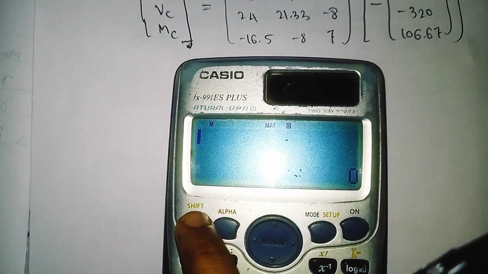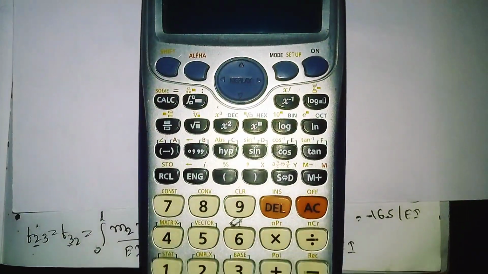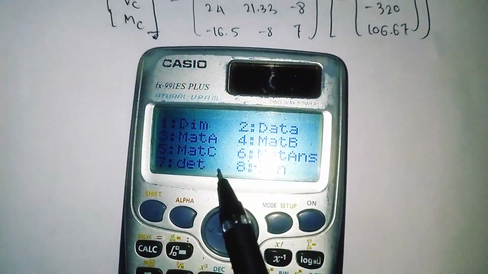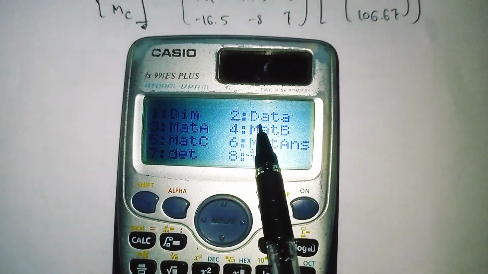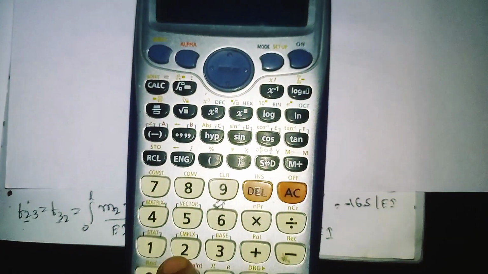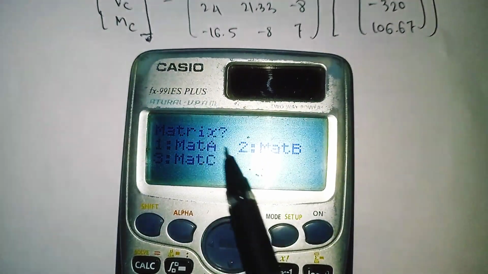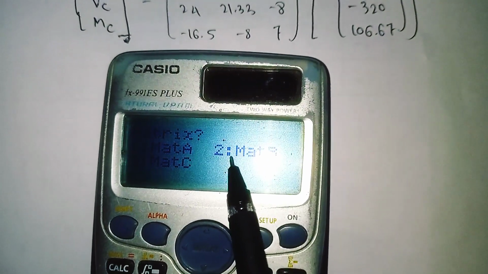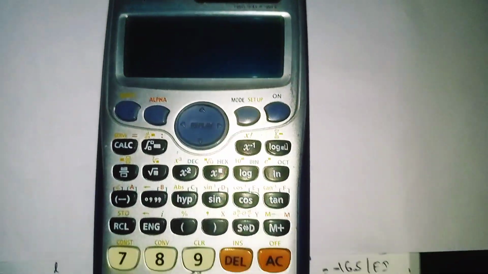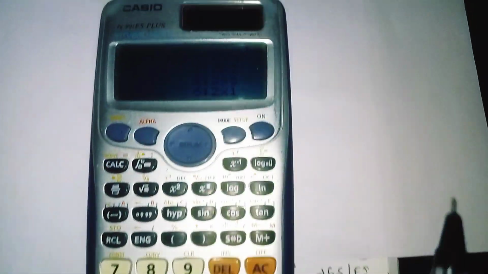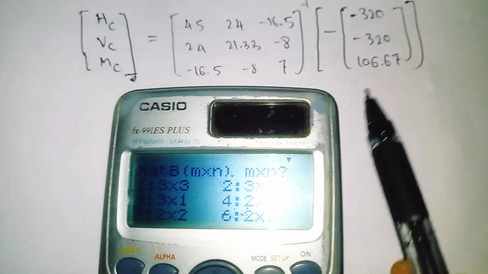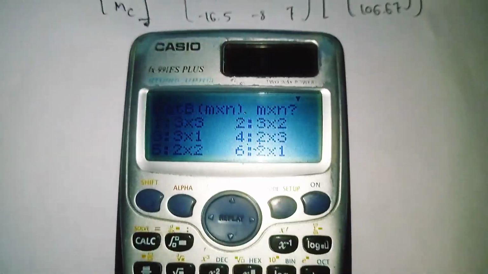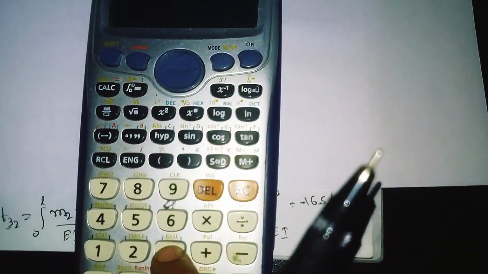So now go to shift and again press the number 4. So here at number 2 you can see the data, so go inside the data, press number 2, and now you can see the matrix B at number 2. So press the 2 here, and the matrix B is a 3 into 1 matrix, so 3 into 1 is at number 3, so press 3 here.